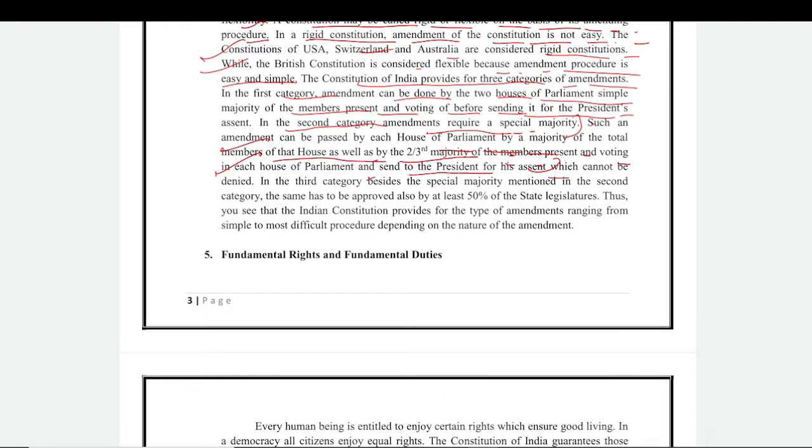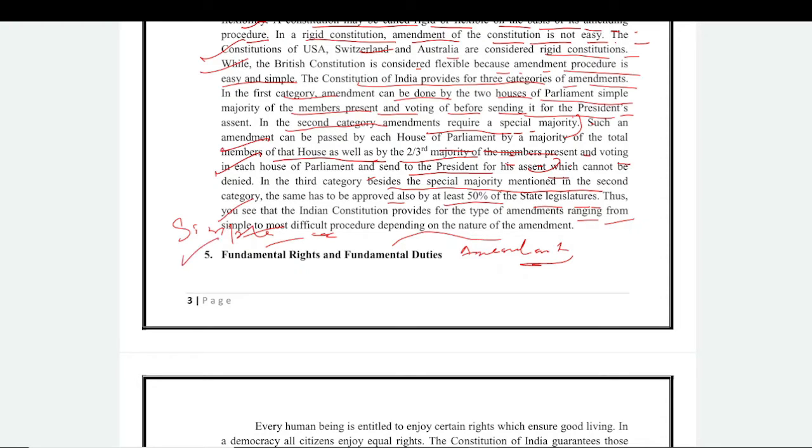which cannot be denied. In the third category, besides the special majority mentioned in the second category, the same has to be approved also by at least 50% of the state legislatures. Thus, you see the Indian Constitution provides types of amendment ranging from simple to difficult, the most difficult procedure, depending on the nature of the amendment.